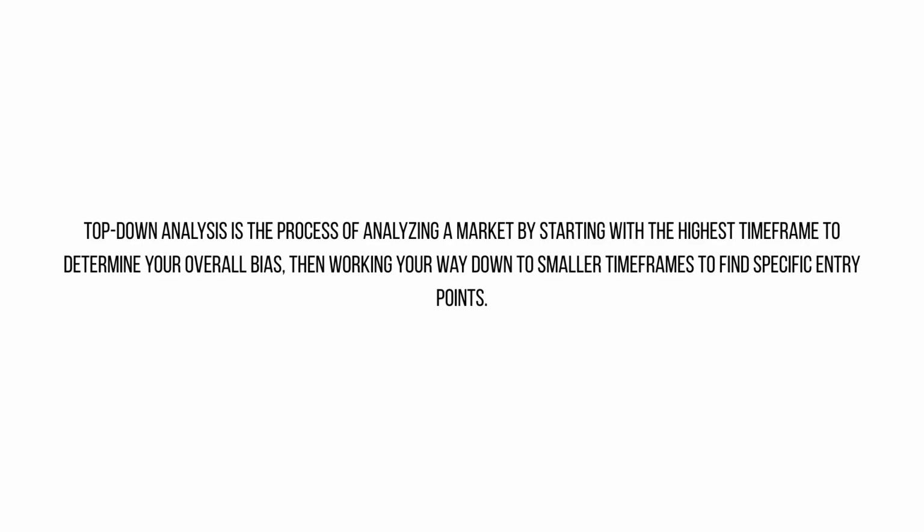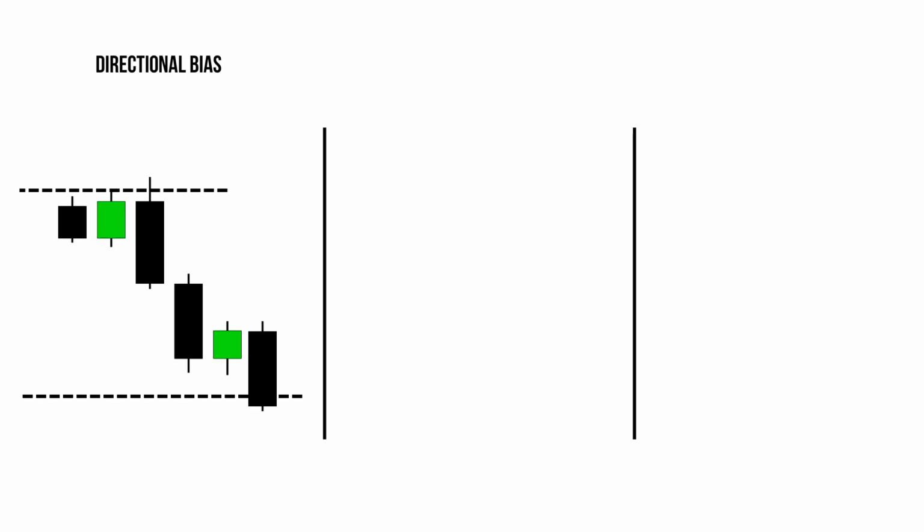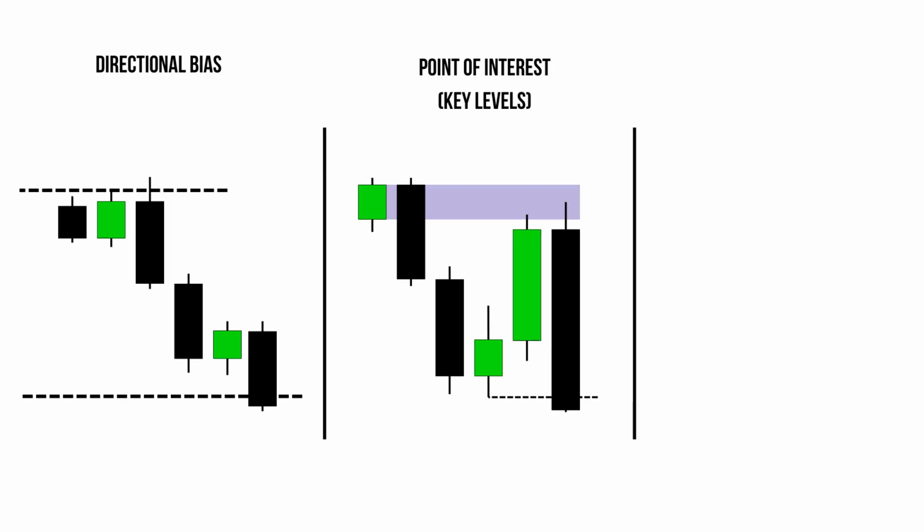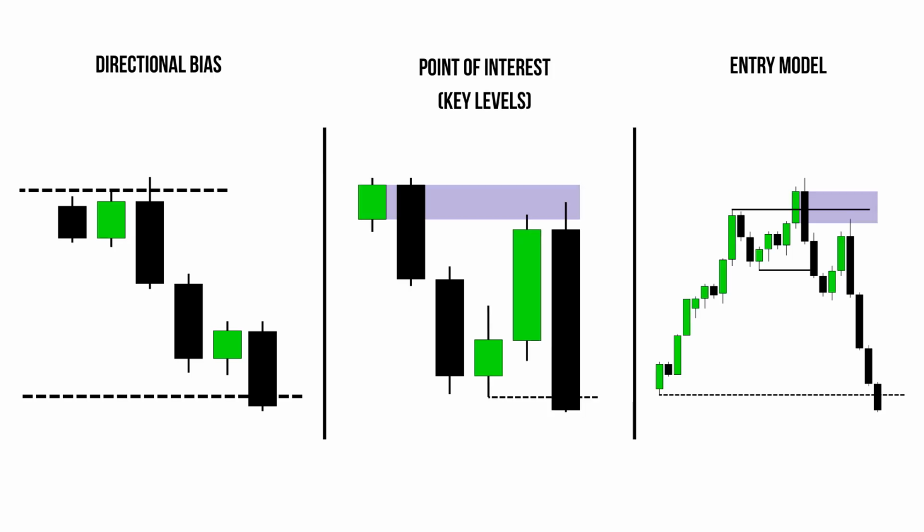Top-down analysis is a process of analyzing a market by starting with the highest time frame to determine your overall bias, then working your way down to a smaller time frame to find a specific entry point. Now, I want you guys to take note of this. There are three elements of a successful trade. One, directional bias. Two, point of interest. And three, your entry model.